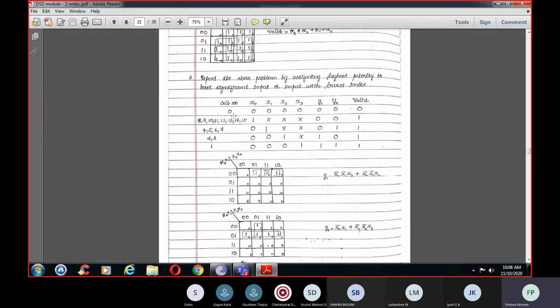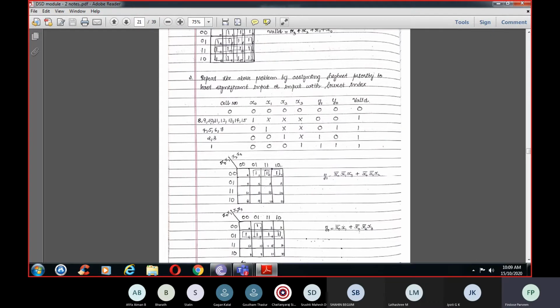Now, the cell numbers, how they are given. This is 0, 0, 0, that means the cell number is 0. As you are having 3 x terms here, how many combinations can you expect? 8 combinations, so 8 cells you will be getting here. If this is 1, 0, 0, 0, what will you get? Cell number 8. In the same way 1, 0, 0, 1 you will get 9. 1, 0, 1, 0 is 10. 1, 0, 1, 1 will be 11.